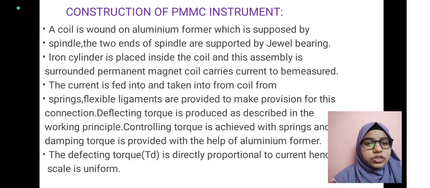Next, we have the construction of the PMMC instrument. A coil is wound on an aluminium former which is supported by a spindle. The two ends of the spindle are supported by jewel bearings. An iron cylinder is placed inside the coil and this assembly is surrounded by a permanent magnet. The coil carries the current to be measured. The current is fed into and taken out of the coil from springs. Flexible ligaments are provided to make provision for this connection.